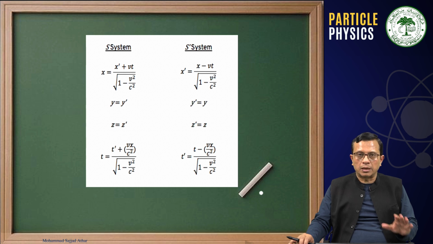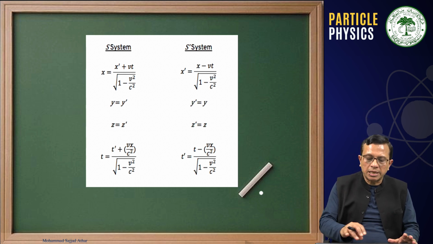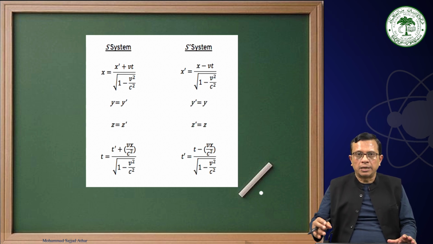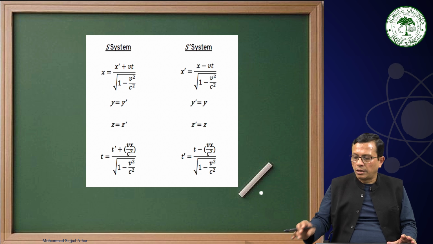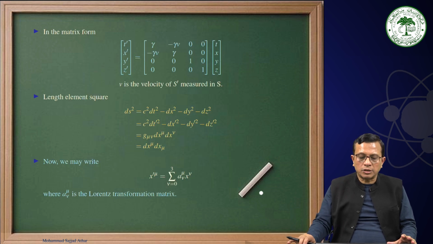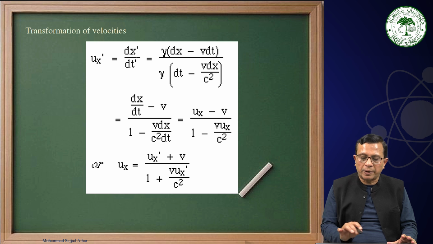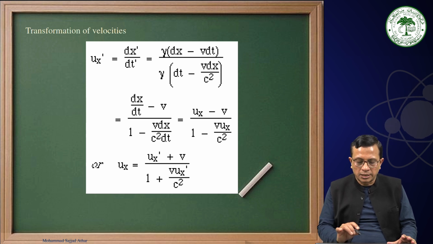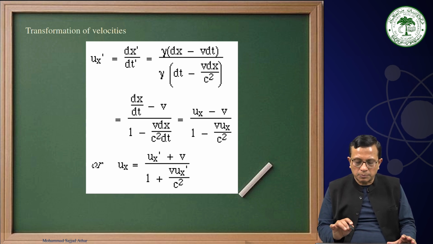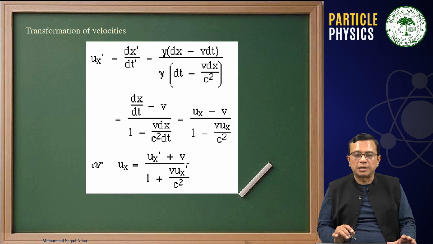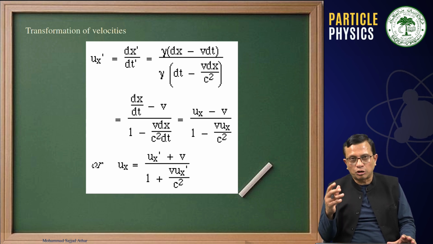Then we talked about how, using this, we can obtain the relationship for the velocity part. That was ux prime equal to dx prime by dt prime, and from here we saw that ux prime is ux minus v upon 1 minus v ux by c square, or ux is ux prime plus v upon 1 plus v ux prime by c square. This was the point where we stopped.